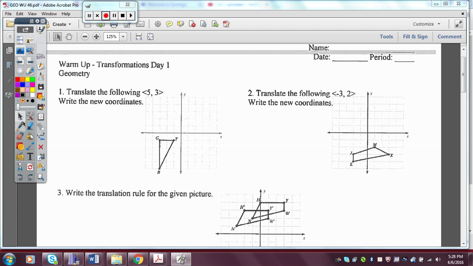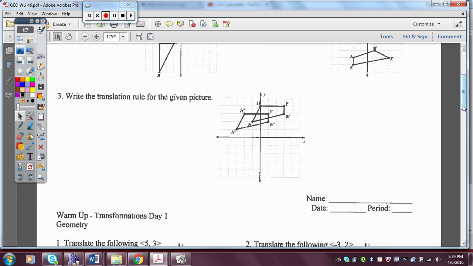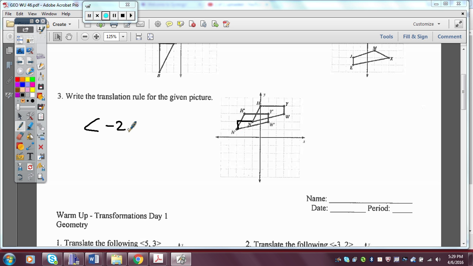So let's now talk about number 3. It says, write the translation rule for the given picture. So I want to know how I get from N to N prime. Okay? So I go to the left 2, and I go down 1 is what it looks like on mine. So I go to the left 2, and I go down 1. I'm looking on my computer, it looks good. Okay? You have to put this vector notation so I know that's your rule. So flip your paper.